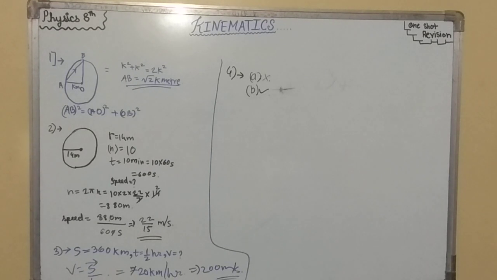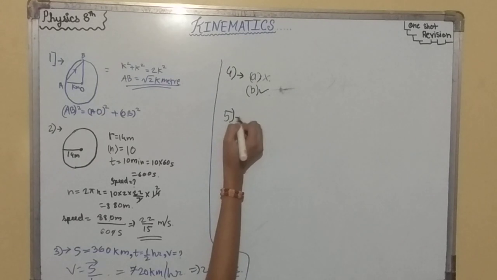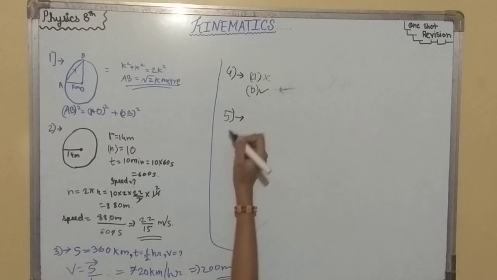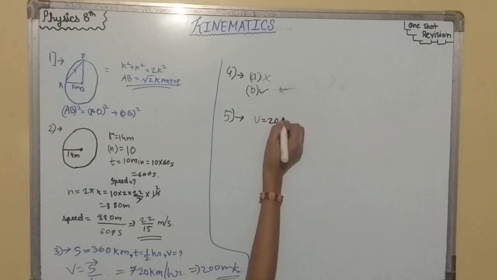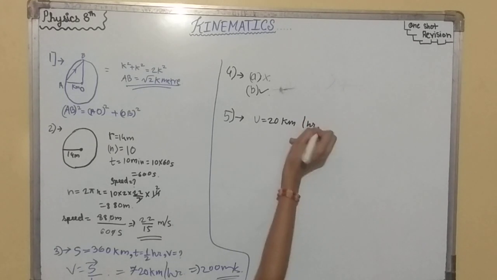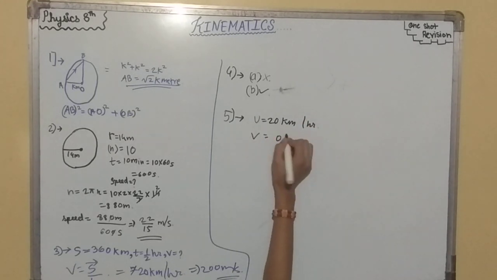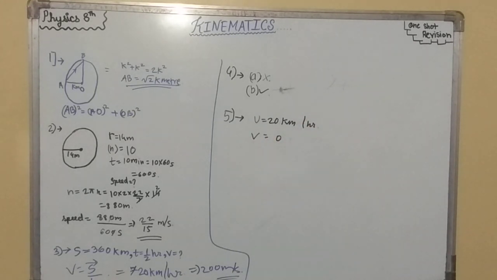I hope you have understood till this. Now the question number 5. The train traveling with a speed of 20 km per hour applied brakes and acquires retardation of 5 km per hour square. After how long will the train come to rest? U is equal to 20 km per hour. V is equal to 0, since the train comes to rest.